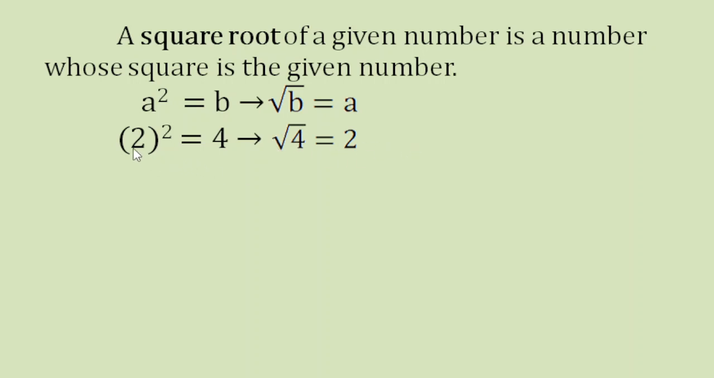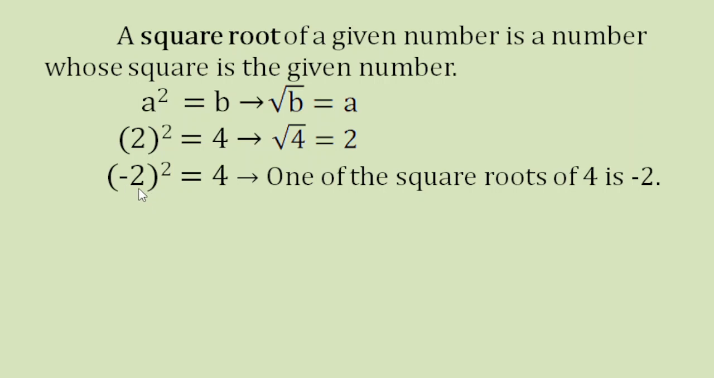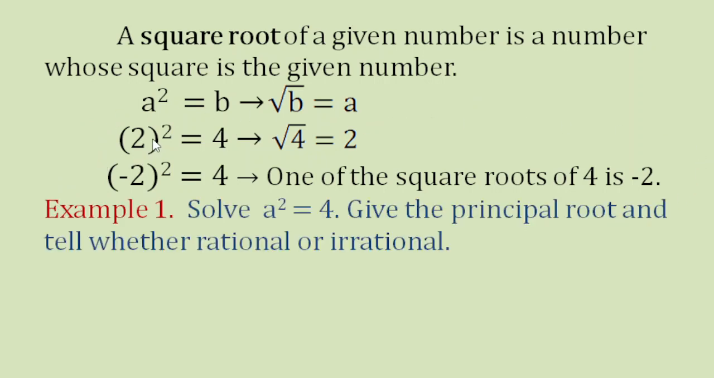And if we change this 2 here to a negative 2, we have negative 2 squared, which still gives us positive 4. So this means one of the square roots of 4 is negative 2. Now, to make things clearer, we are going to use these numbers in our example number 1 problem.